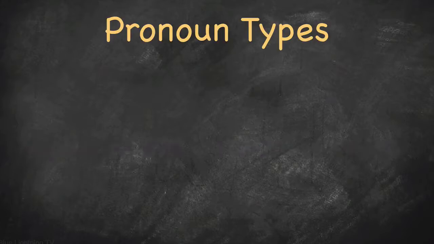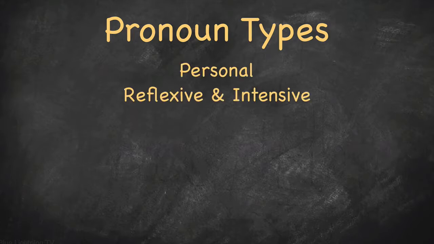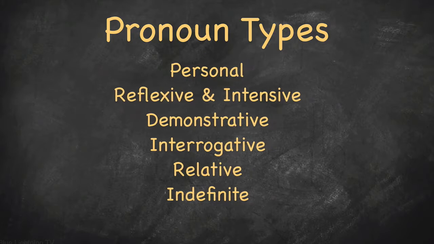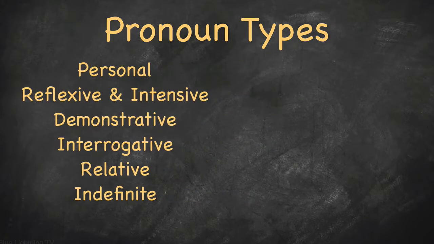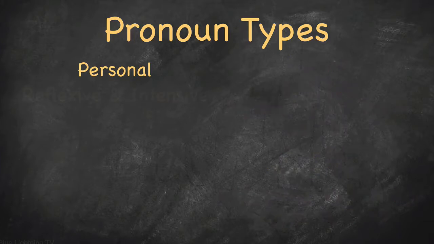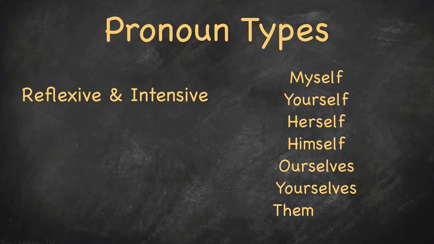There are 7 main types of pronouns. Personal, reflexive and intensive, which we'll learn together. Demonstrative, interrogative, relative, and indefinite. We'll start with personal. The personal pronouns are all the words we use to talk mostly about people. We use them when talking about yourself, talking to someone, or talking about someone. Reflexive and intensive pronouns are also about people, but they have specific uses that we'll explain in a bit. For now, remember that they all end in self or selves.